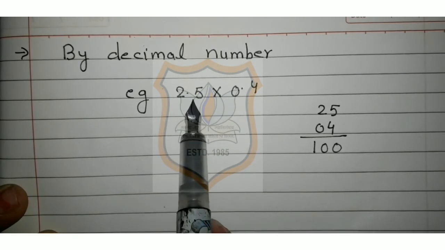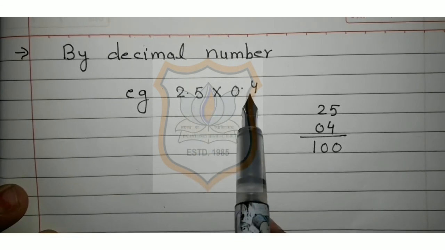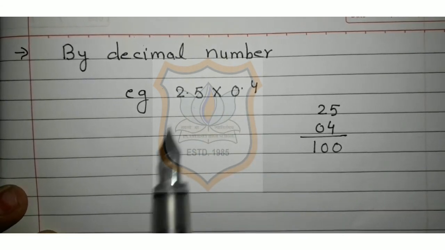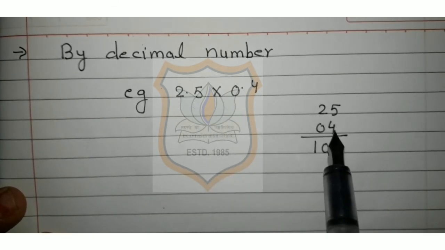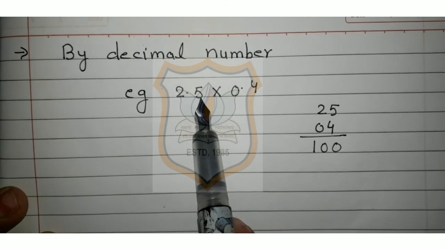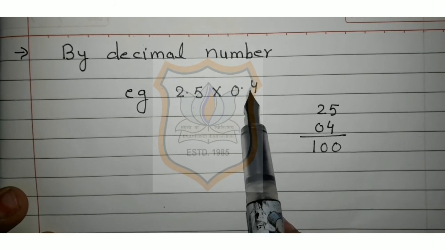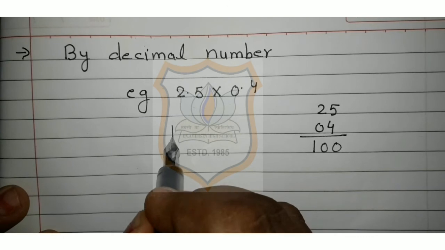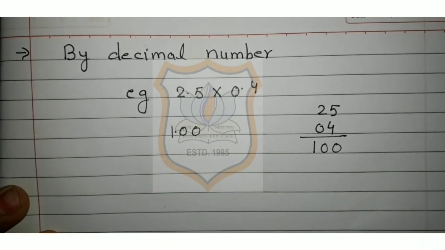Our next point is multiplying a decimal number by a decimal number. The example is 2.5 multiplied by 0.4. Both are decimal numbers. The simplest thing is to forget about the decimal. Simply multiply 25 by 4. Our answer is 100. Now see, in 2.5 the decimal is after one digit, that is, after 5. And in 0.4 it is after one digit, that is, after 4. So 1 plus 1 is equal to 2. So we will put the decimal after two digits. So our answer will be 1.00.